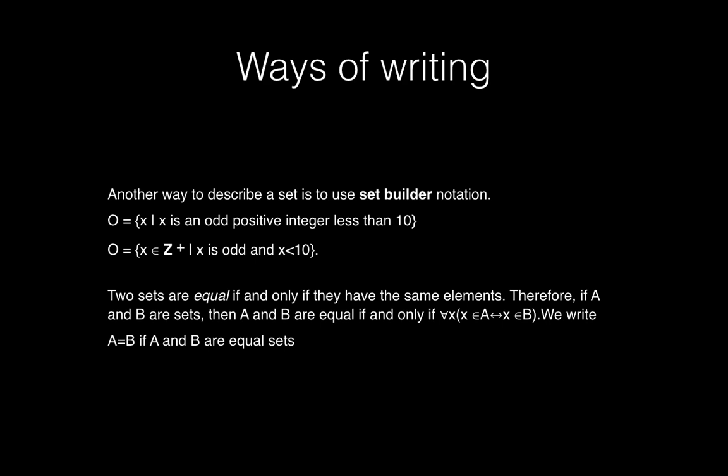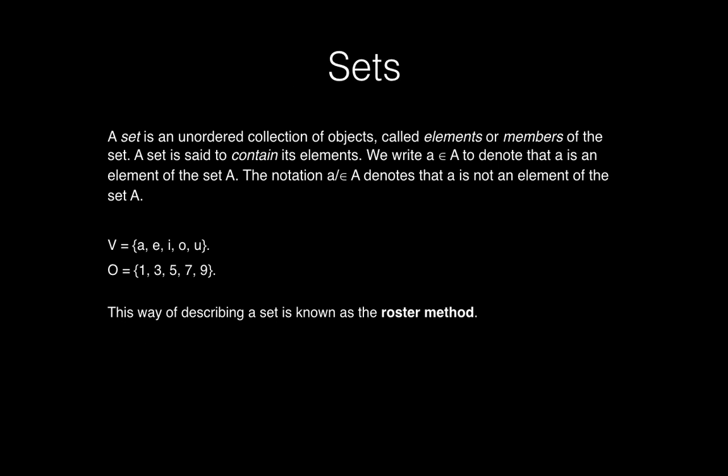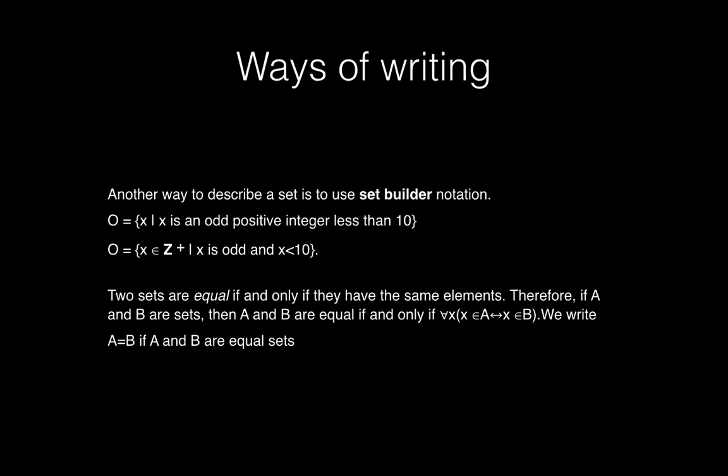Small x denotes all the elements in the set, and it says that x is an odd positive integer, so it is odd as well as positive and less than 10. Basically it is saying the same thing as I've written here, that O equals 1, 3, 5, 7, 9. This one is denoted using the roster method, and this one right here is denoted by the set builder notation.